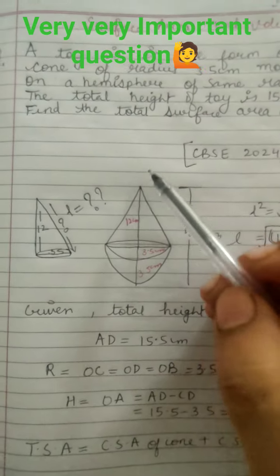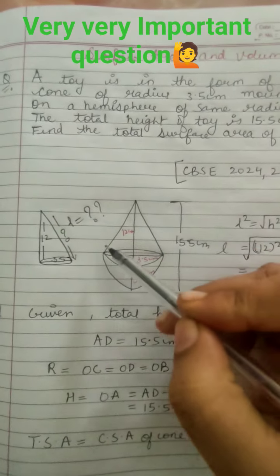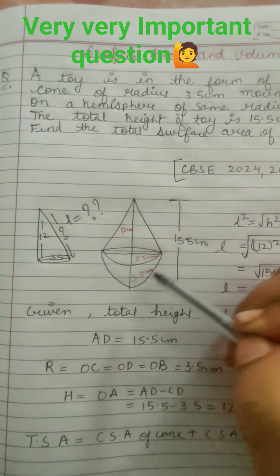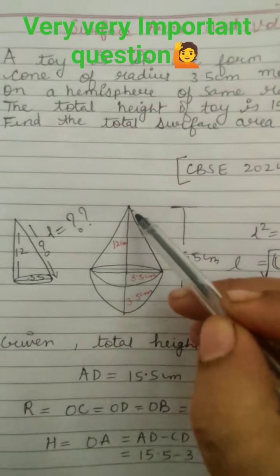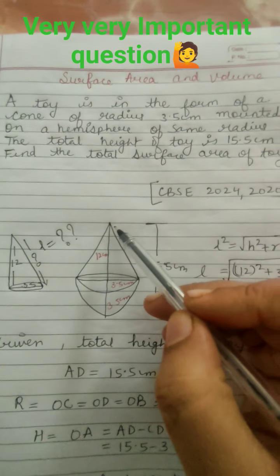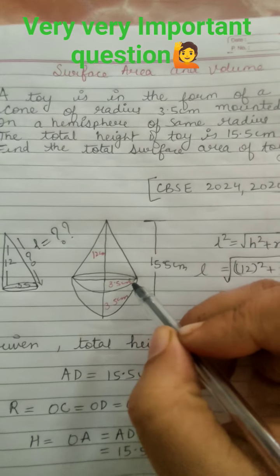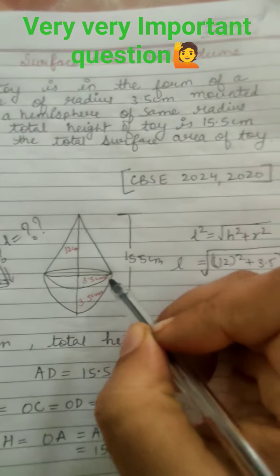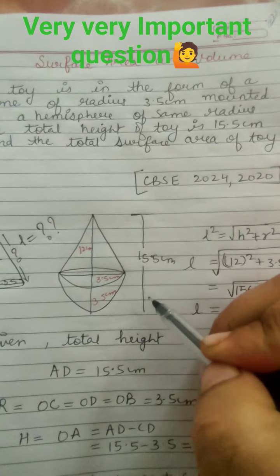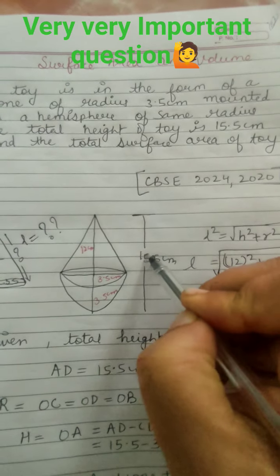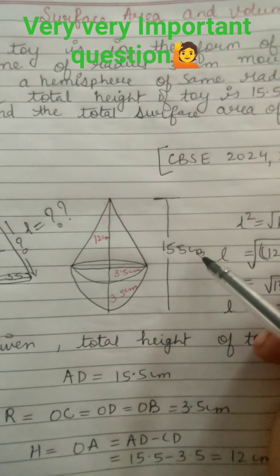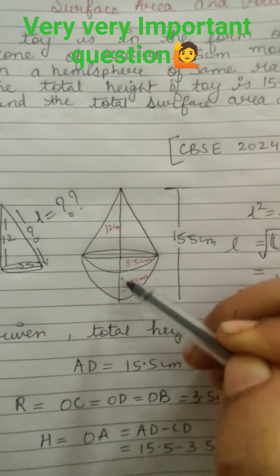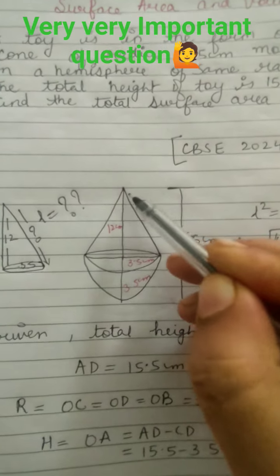2024-2020. So we have a cone which is surmounted on a hemisphere. Here we have been given the radius, that is 3.5 centimeter, the radius of the hemisphere, and the total height is given to us, that is 15.5. So we can find the height of the cone, that is 15.5 minus 3.5. So we get the height, that is 12 centimeter.